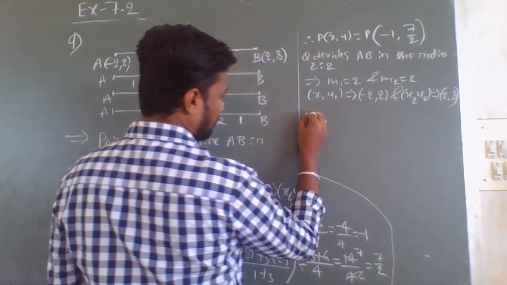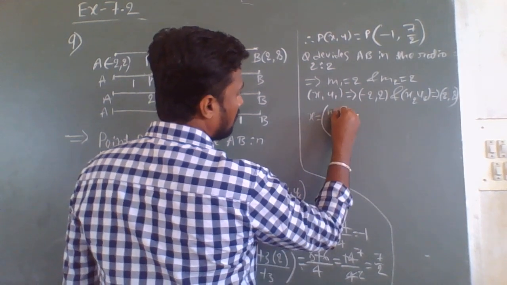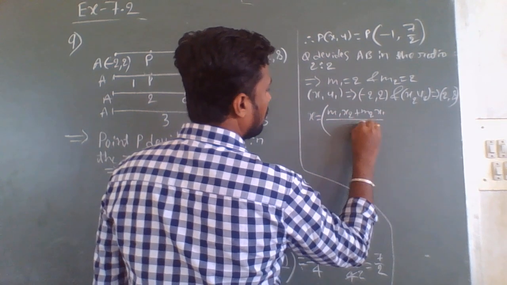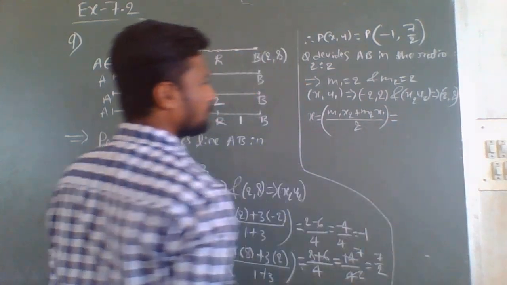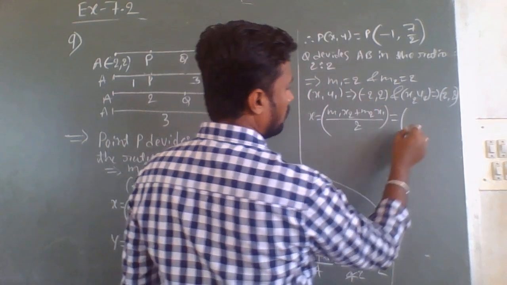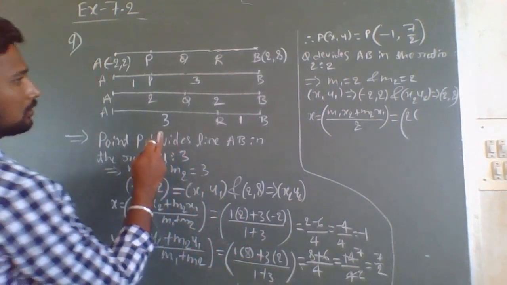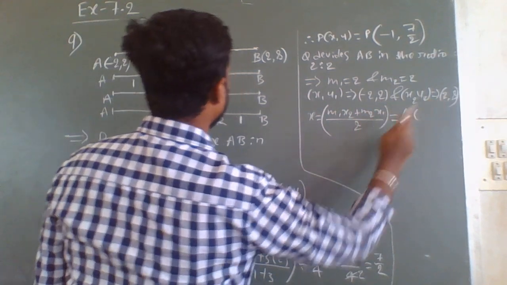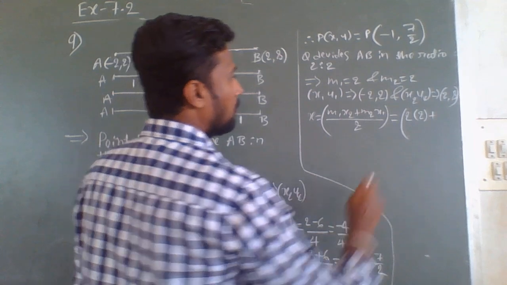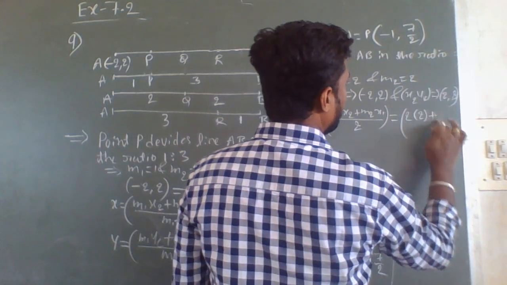So now what is the formula to calculate x coordinate value? M1 into x2 plus M2 into x1 divided by M1 plus M2 equals to, here what is the M1 value? 2 into x2. x2 value is, here what is the x2 value? 2 plus M2 value is 2.